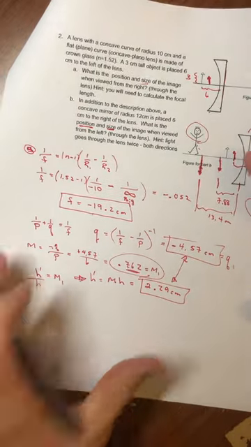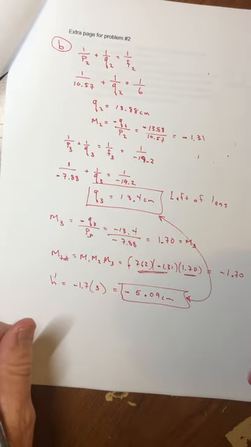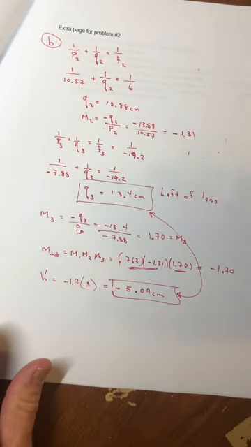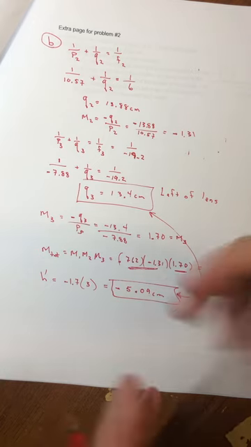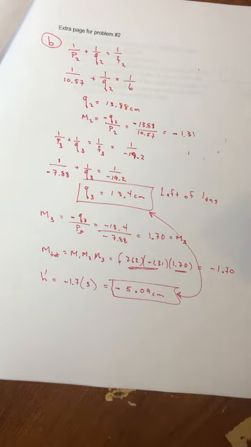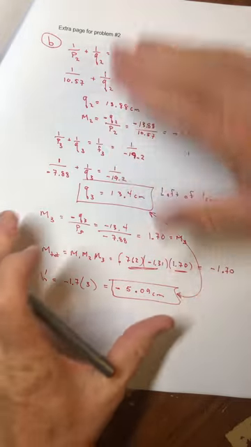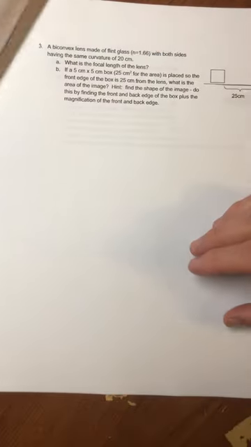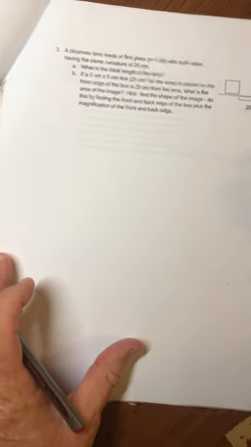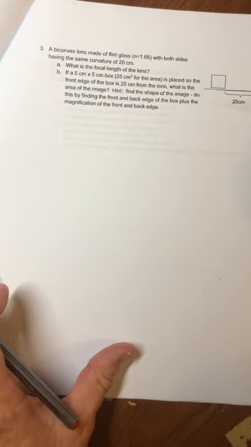All right, so again, hopefully you can see A is pretty straightforward. B, ooh, a lot of steps here. But if you keep in mind that when you have a bunch of optical elements hooked together, in this case three, the image of the one before it now becomes the object for the next one. And you just keep going along that way. All right, so there is a pretty hard part B. Let's go on and try number 3 here.